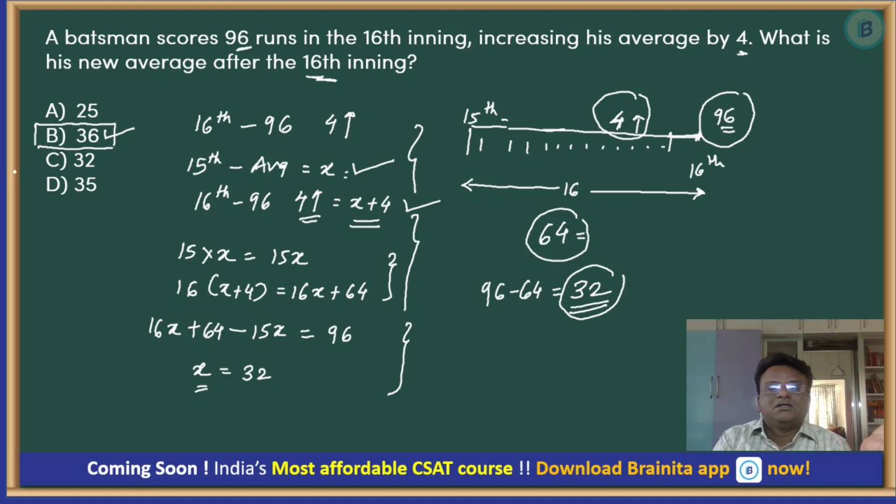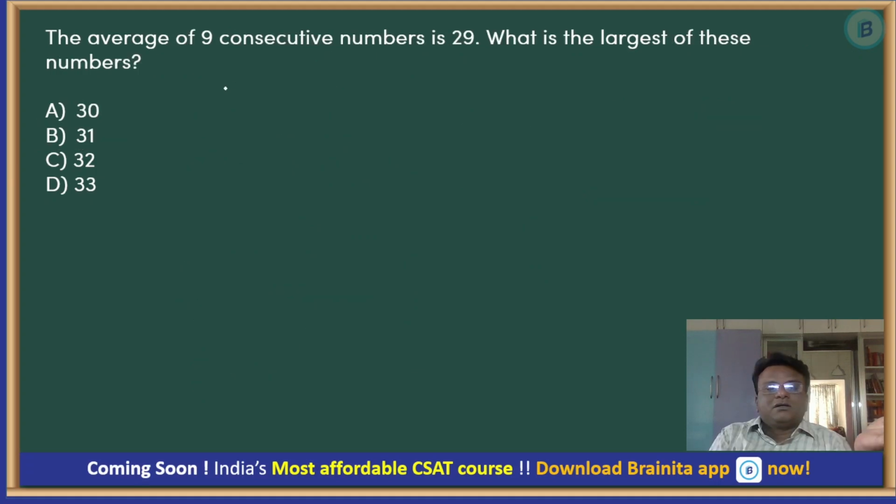That's your answer. Let us see the next question. This is a simple question. I won't take much time. The average of 9 consecutive numbers is 29. What is the largest of these numbers? Just to tell you the concept: for consecutive numbers, the average would always be the middle number.